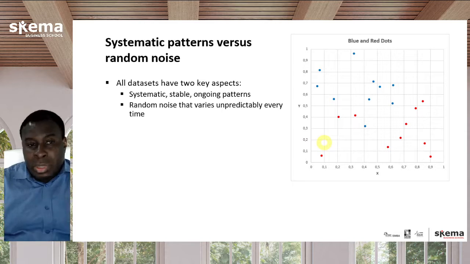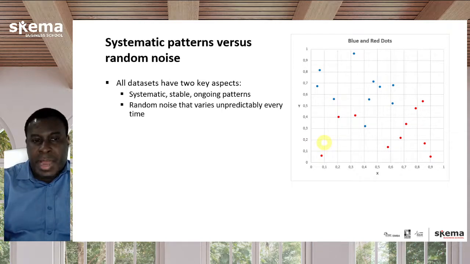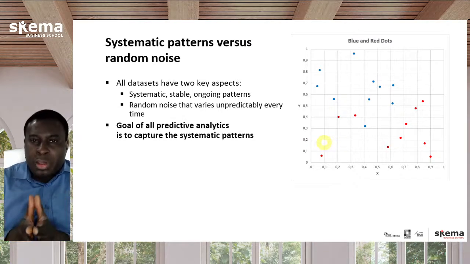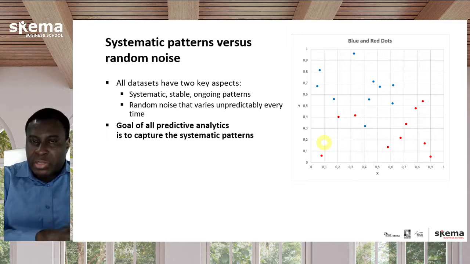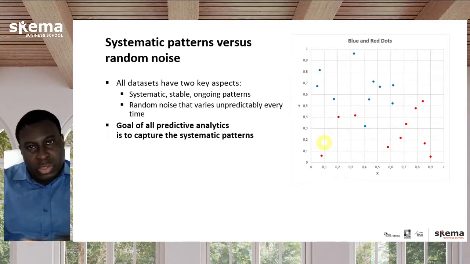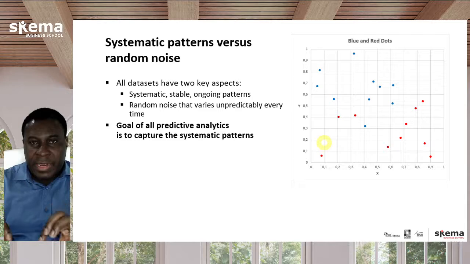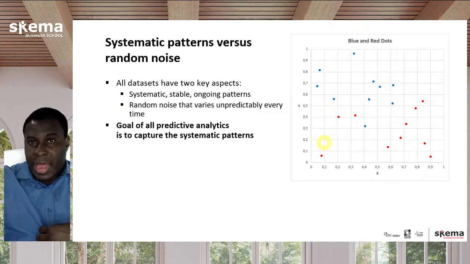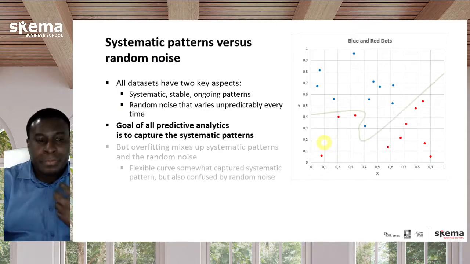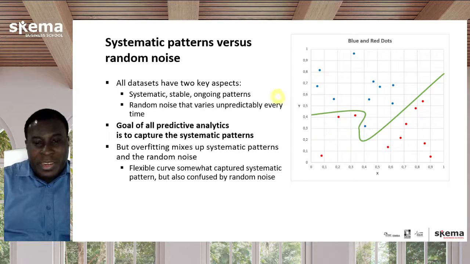So all data sets have these key aspects. The goal of predictive analytics is to find the systematic patterns, because the idea is that the systematic patterns you have from the past will continue into the future. And by finding the systematic patterns, the models will be able to detect what happens systematically in the future. Unfortunately, overfitting mixes up the systematic patterns and the random noise.